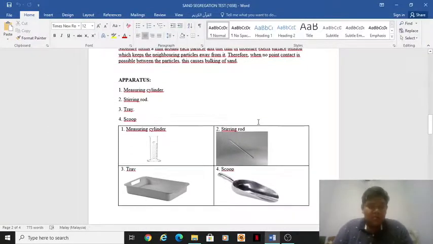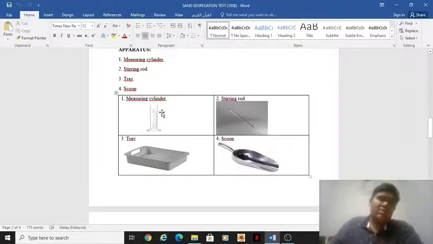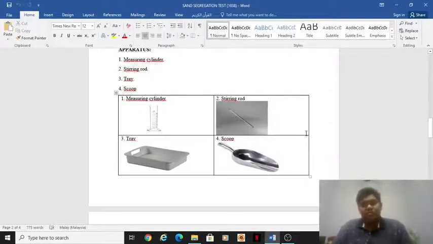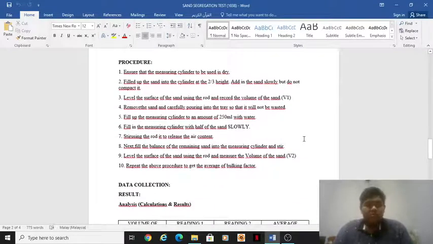So now we go to the apparatus. There are four apparatus. First is the measuring cylinder, and I put the picture on it. The second is the stirring rod, and you can also see the picture here. For the third, you can also see the picture here. And the last apparatus is the scoop. So now we go to the procedure.